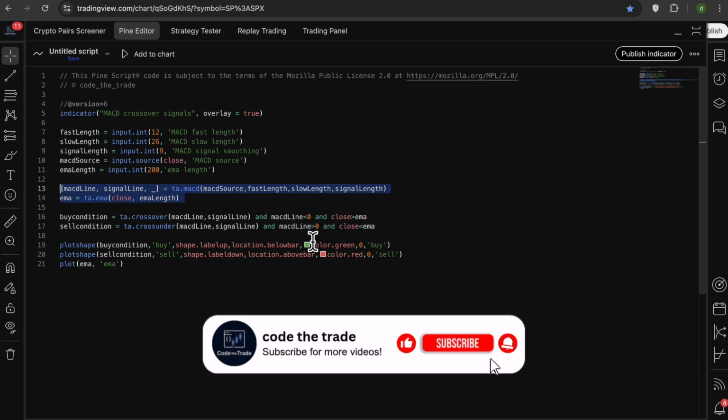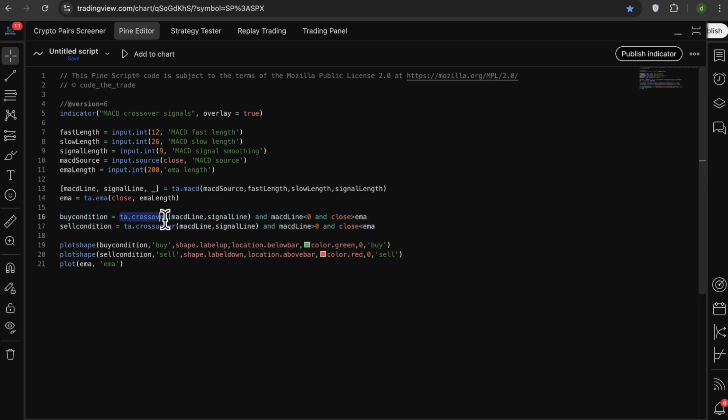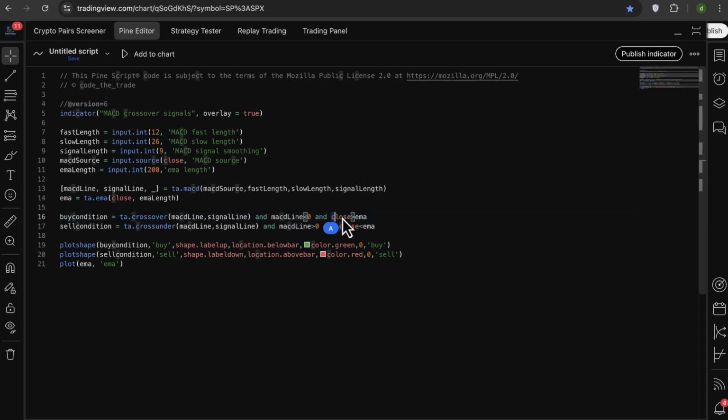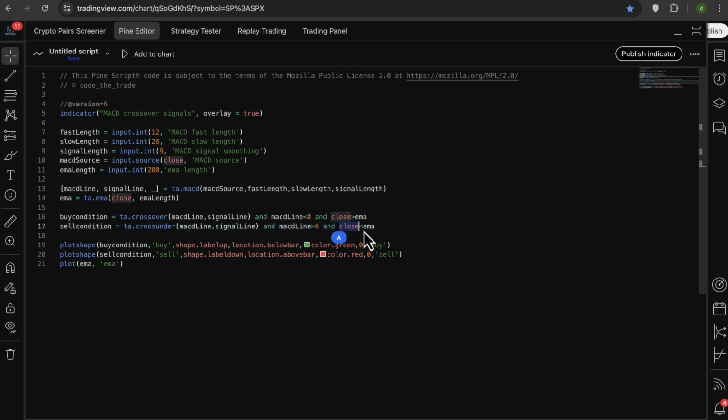And after that, we define the buy and sell condition. So for the buy condition, we want the MACD line to cross over the signal line, and we want that to happen below the zero line, and the price should be above the EMA. And for the sell signal, we want the MACD line to cross under the signal line, above the MACD indicator zero line, and the price should be below the EMA. Next, we use plotshape to draw the signals on the chart, and we can plot the EMA also.